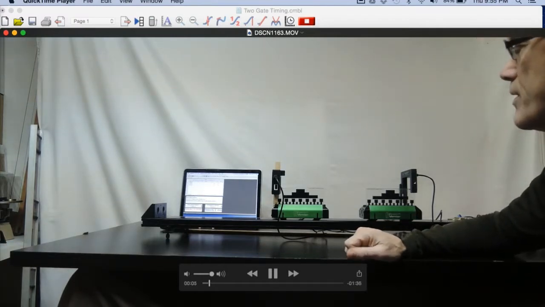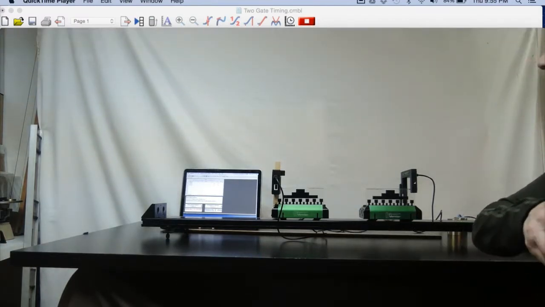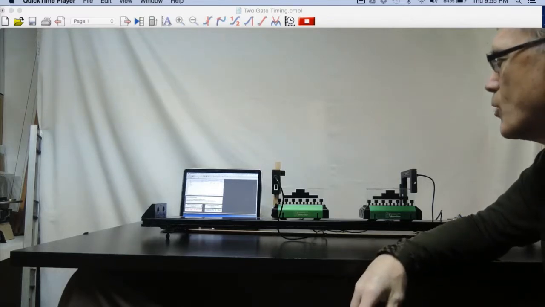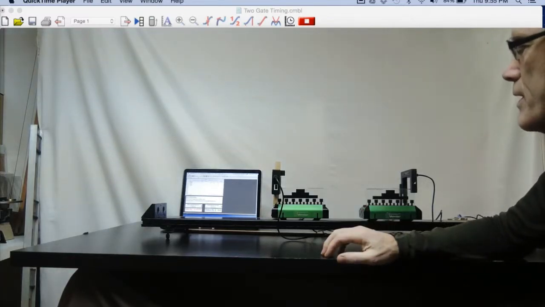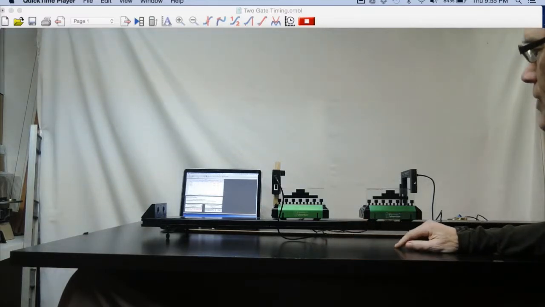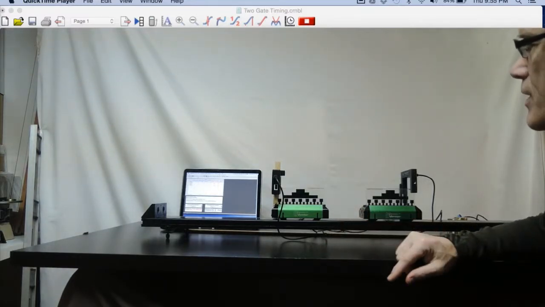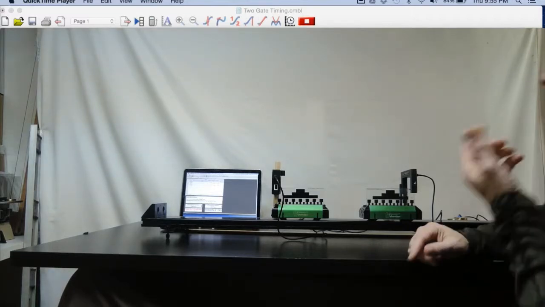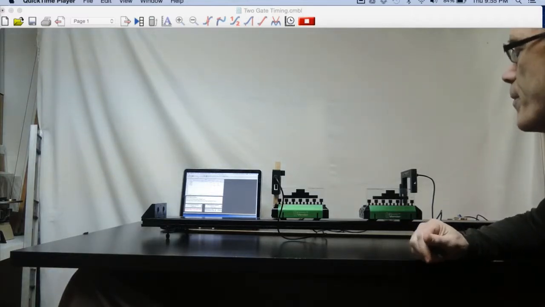This is a little introduction into the last lab of the course. We're going to be studying momentum before and after collisions for a system. The system will be these two cards and whatever we have on top of them.